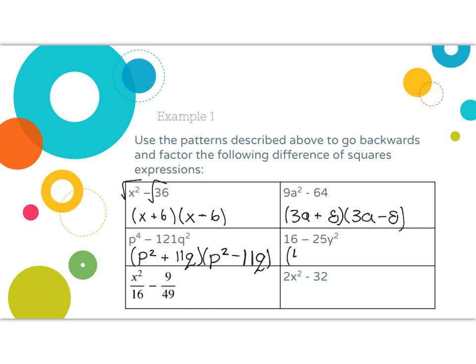16 square rooted is 4. So plus 25 square rooted is 5y. And then we're going to multiply that by the same thing with subtraction.